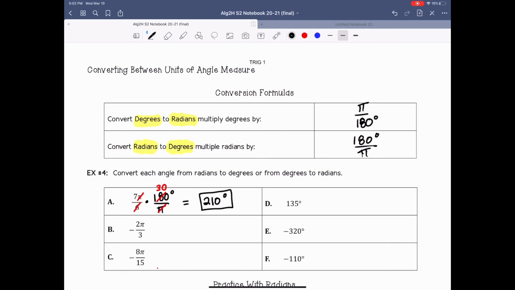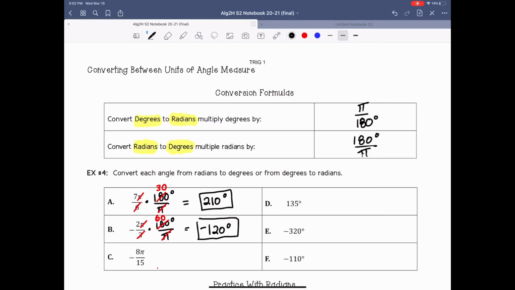All right, for the next one, once again, we are converting radians to degrees, so I'm going to multiply by 180 over pi. So let's go ahead and see what we get. Well, I know first of all, my pi's are going to cancel. And I know that 3 goes into 180 a total of 60 times. And negative 2 times 60 is equal to negative 120 degrees. So negative 2 pi over 3 is equivalent to negative 120 degrees.